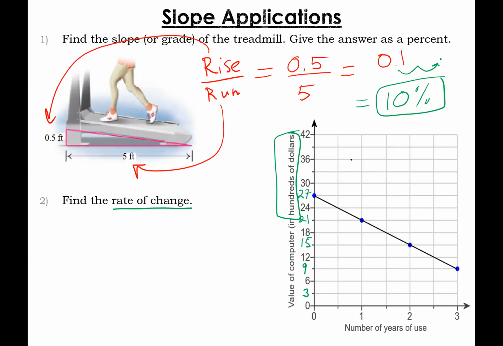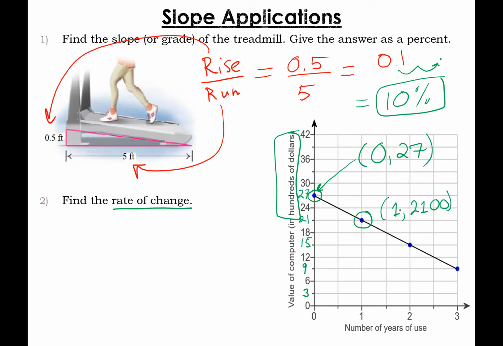So the point that we have to start with, it looks like that would be 0, 27. That's the y-intercept of our graph. So when 0 years have passed, the value of a certain computer is $27. Nope, that doesn't make sense. $2,700. Okay, makes a little more sense. Okay, and then let's pick another point on the graph. The next one that's labeled here after 1 year. So 1, now the value of the computer is down to $2,100.